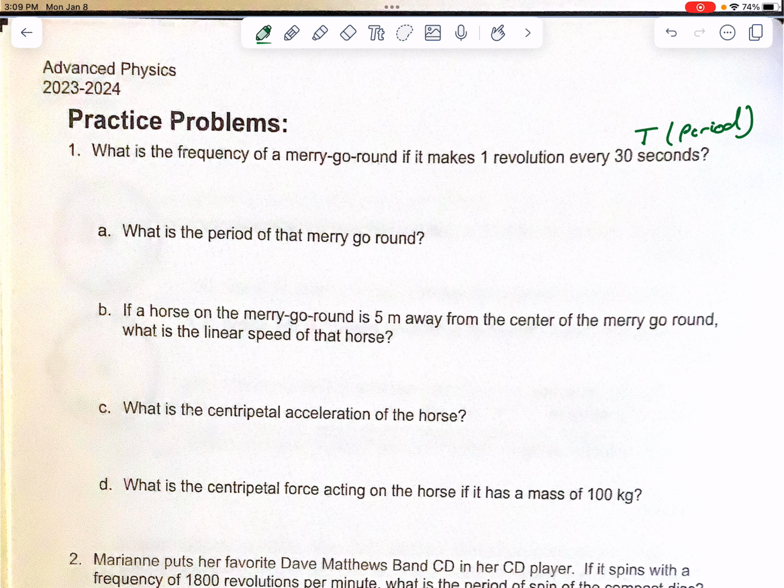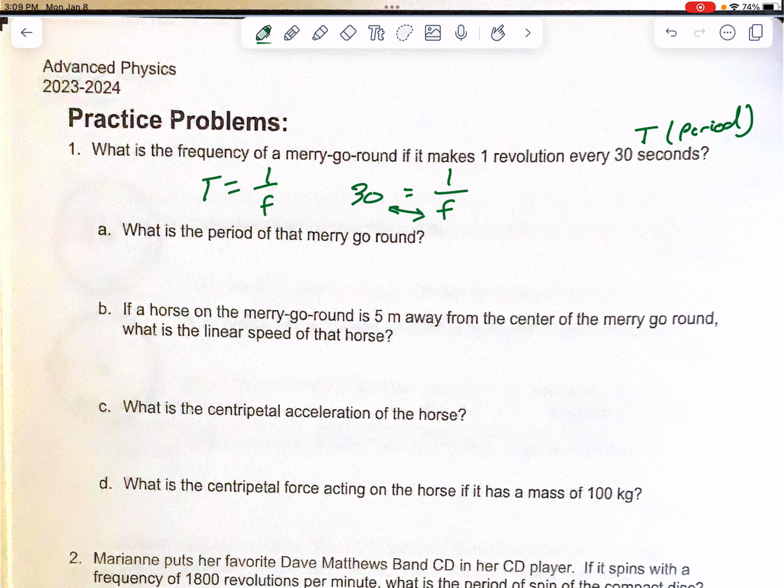Okay, so A says what is the period of the merry-go-round? I'm sorry, instead of period, it says, what is the frequency? I forgot that part. So remember, we know T equals 1 over F. Therefore, I know my period is 30 equals 1 over F. So remember, you can swap these back and forth. So 1 divided by 30, and that's going to give you 0.033 hertz.